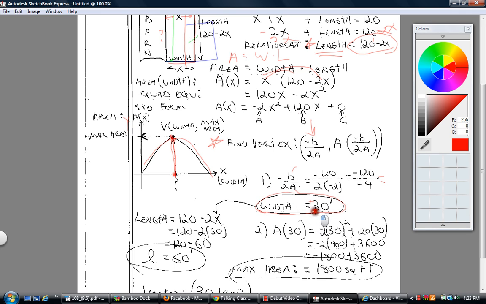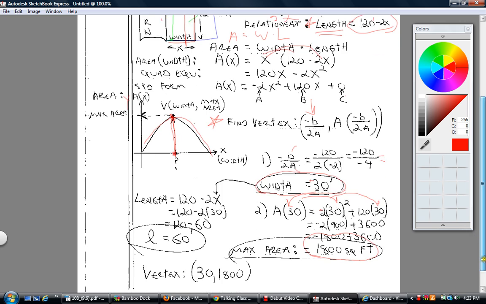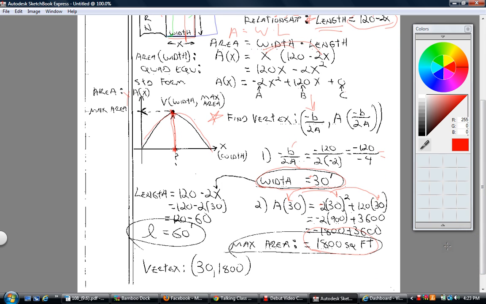So 30 feet, plug it in. So we got negative 2 times 30 squared plus 120 times 30. Okay, now we're in arithmetic mode. 30 squared is 900 times negative 2 is negative 1800 plus 3600. Add them up. Boom, 1800 square feet. So just like that, you've been able to tell your friend he can have a width of 30 feet and you'll have 1800 square feet.